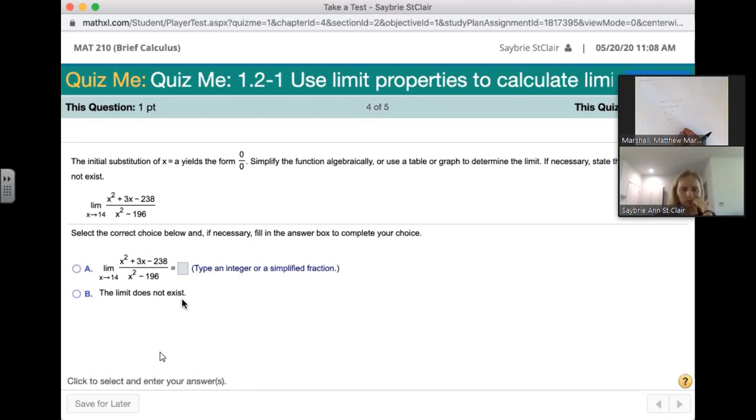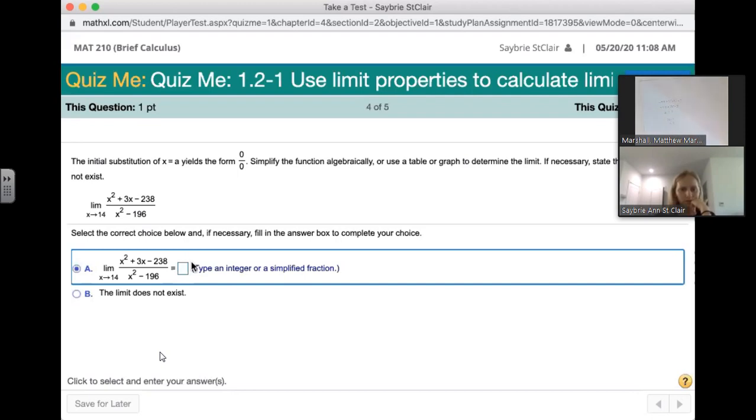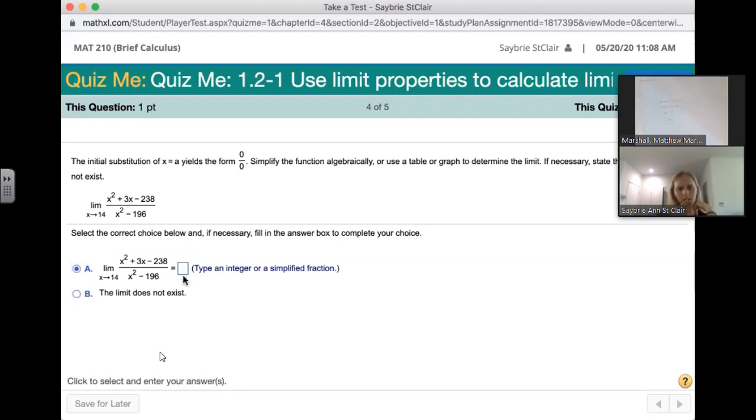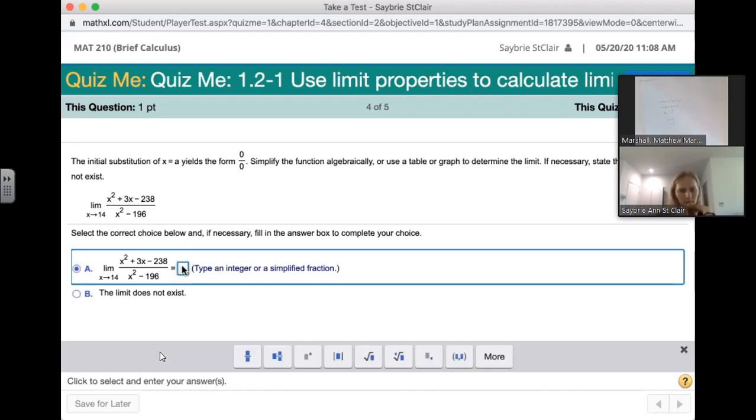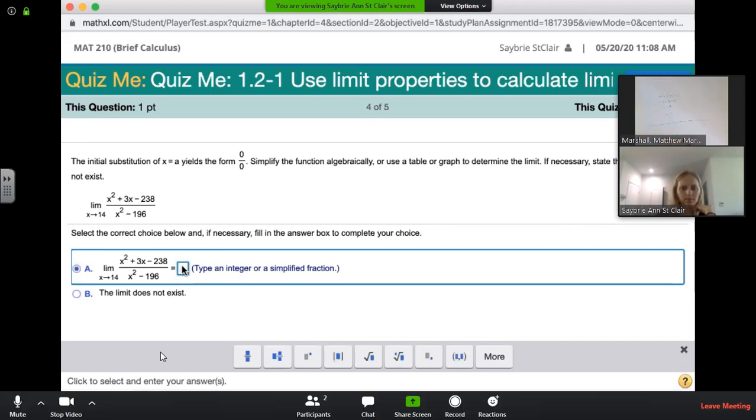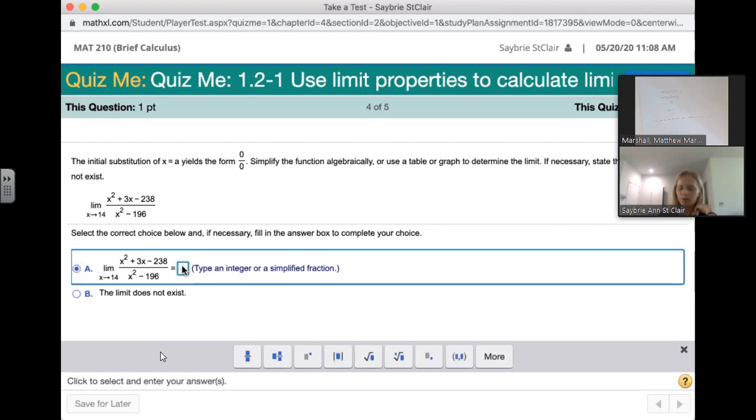So we're going to have to factor this one, remember? 196 looks like a product of perfect squares. Is that 16? No, it's 14. So that bottom part becomes x plus 14 times x minus 14, if I factor that special case on the bottom.